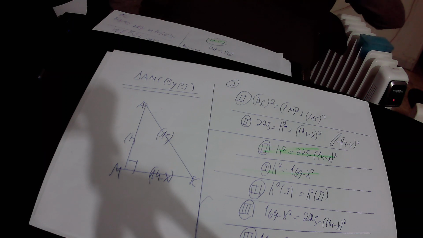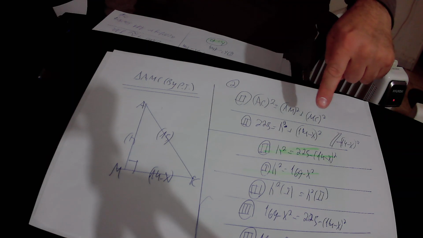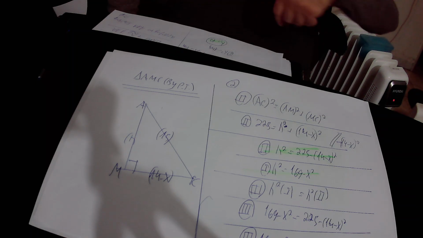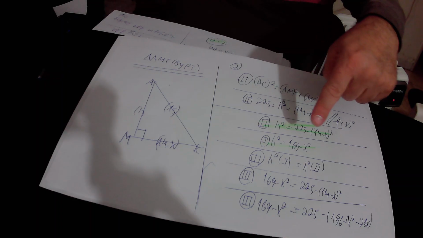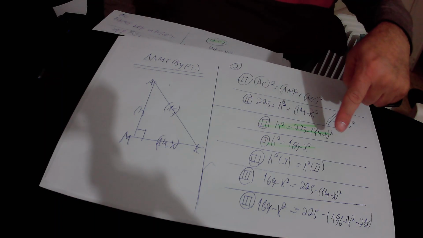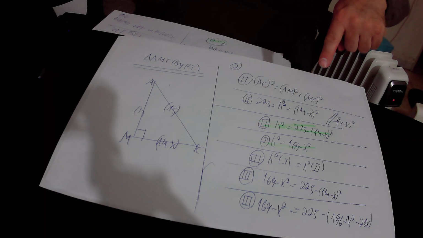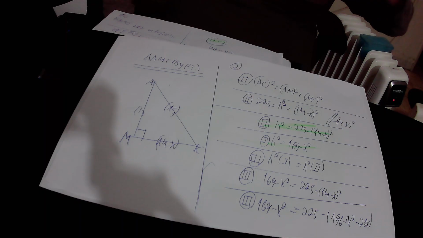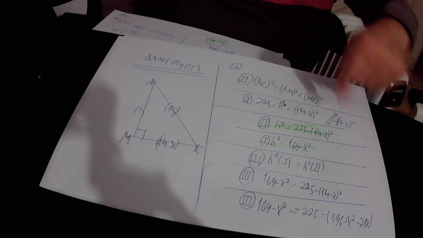This is according to equation number 2, but according to equation number 1, we have already found out that H squared equals 169 minus X squared. So we have two different equations for H squared. Therefore, we get equation number 3 that states that H squared according to equation number 1 must be equal to H squared according to equation number 2. H squared according to equation number 1 equals 169 minus X squared, and it must be equal to H squared according to equation number 2, that is actually 225 minus (14 minus X) squared.